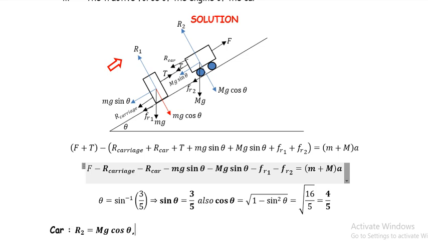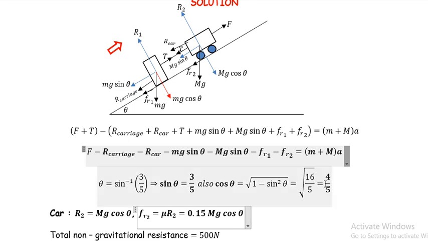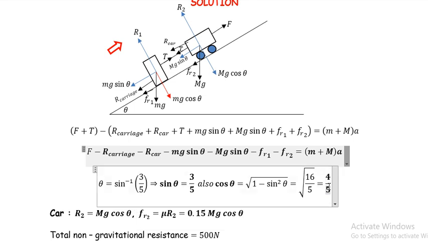Okay, why am I using this? It is because by definition the frictional force is always equal to the coefficient of friction times the reaction force. The coefficient of friction was given to us in the question as 0.15. R2 is equal to what? Mg cos theta, which means that Fr2 is just 0.15 times capital Mg cos theta. Do we know cos theta? Yes, we know cos theta. Cos theta is 4 divided by 5. So you do this to find Fr2.